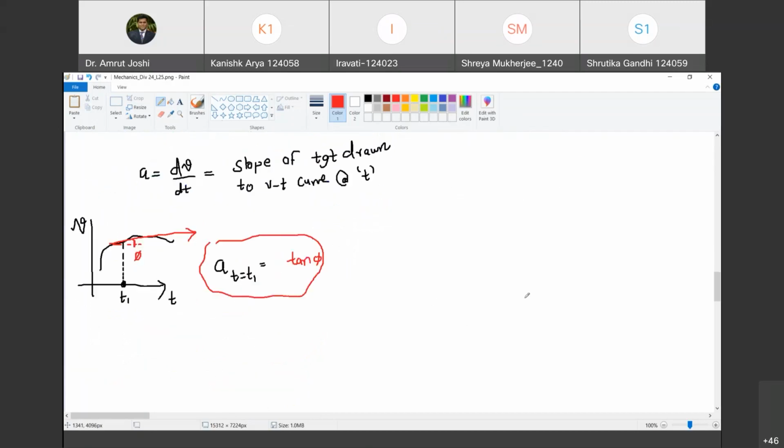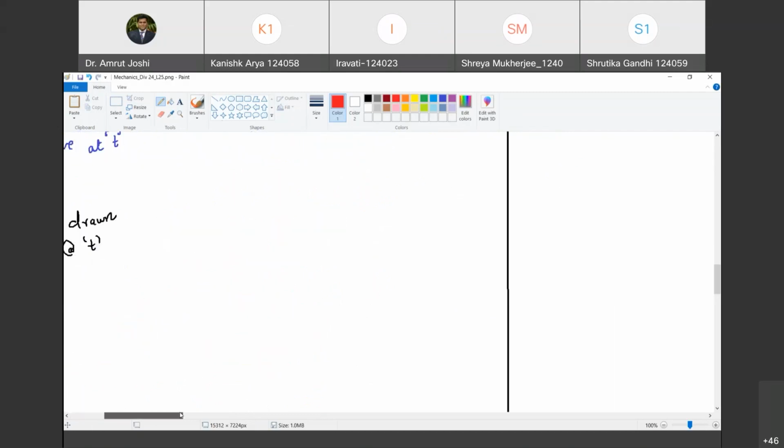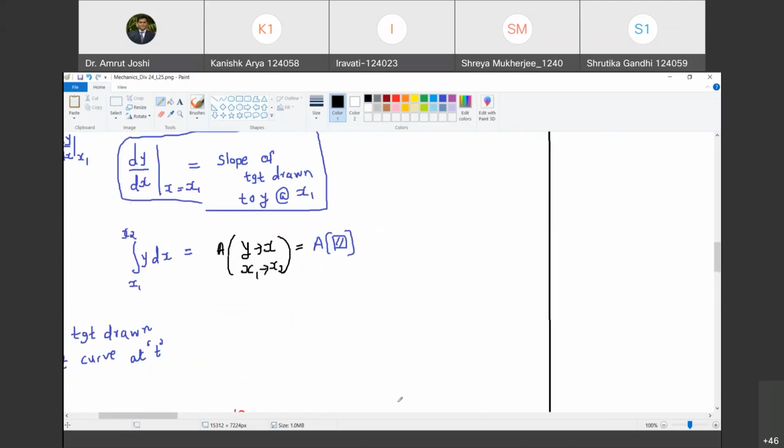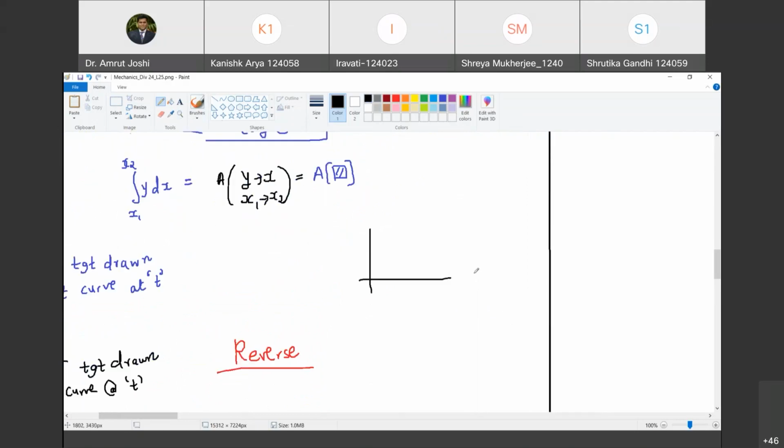I have an acceleration versus time diagram, and I want to get velocity. What should I do? So let us now talk about the reverse operation. Are you with me? Yes, sir. I have an acceleration versus time diagram. It looks something like this. This is acceleration. This is time. Are you with me? Yes.